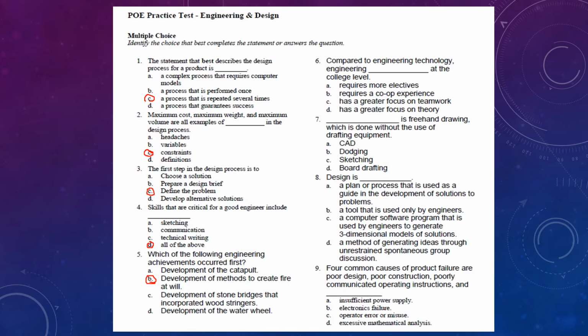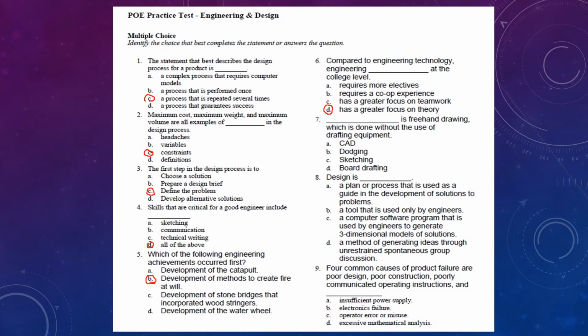Engineering has a greater focus on theory. When you're talking about technology, that is going to be the people that actually work more hands-on with the actual parts. When you have engineering, you are more concerned with the numbers and the proof behind it, not necessarily getting in there and fixing something that went wrong.